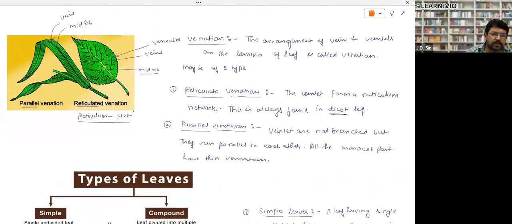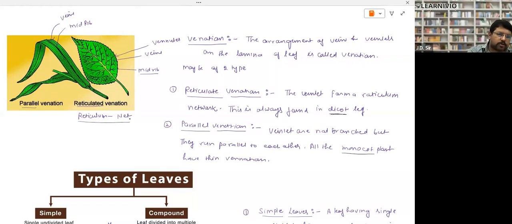So here you can see this is the leaf of a rice. There is a midrib and veins are parallel to it. Veinlets are not branched, but they run parallel to each other. All monocot plants have this kind of vein.